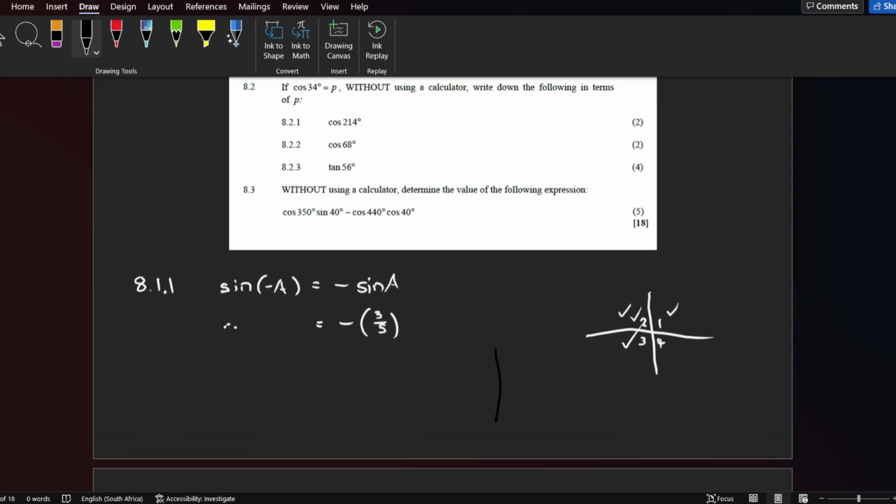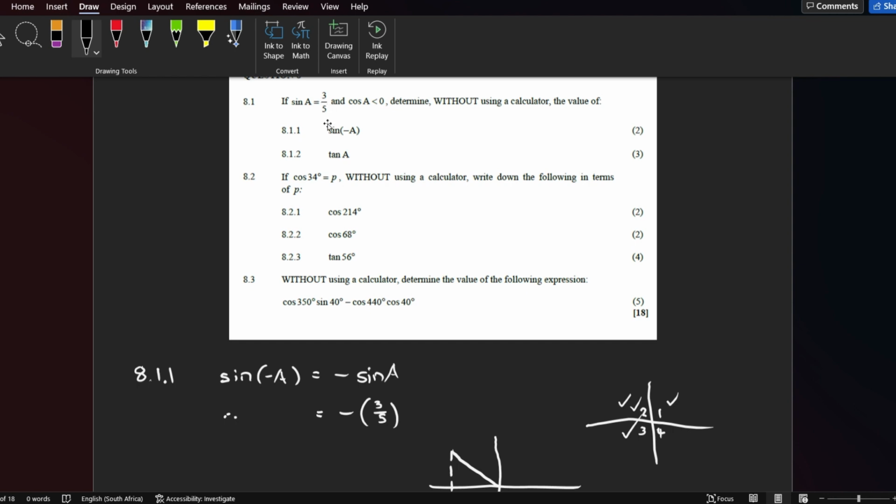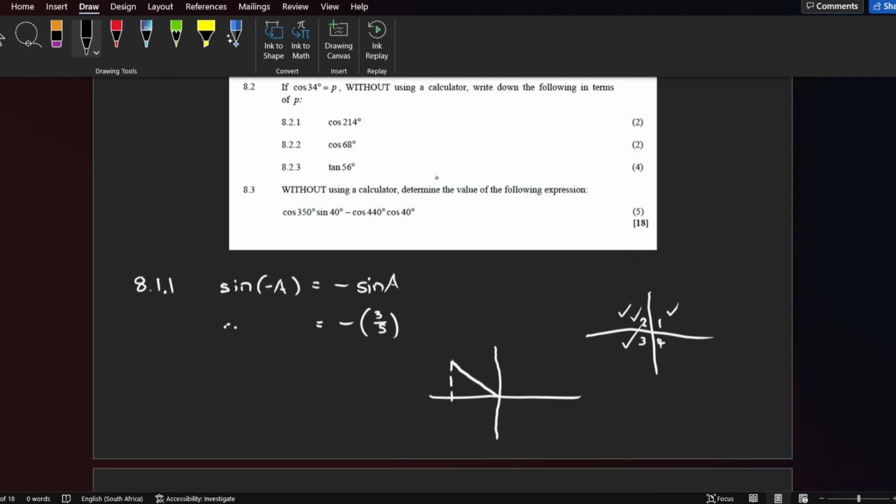So let's redraw a Cartesian plane here quickly, just a rough sketch. You draw your hypotenuse and always connect your hypotenuse to your x-axis. We know sine is opposite over hypotenuse. Therefore, our opposite side is 3. Our hypotenuse is 5, and that is our angle A. Why? Because A is always the angle from the positive x-axis to our hypotenuse in an anti-clockwise direction.